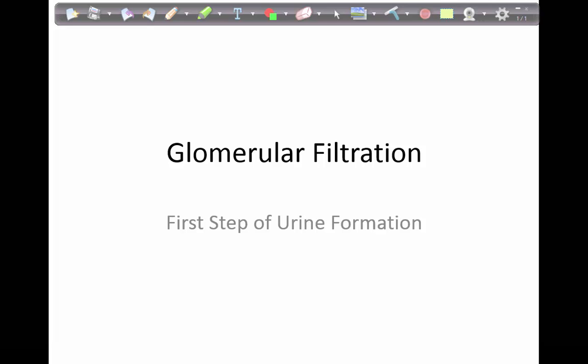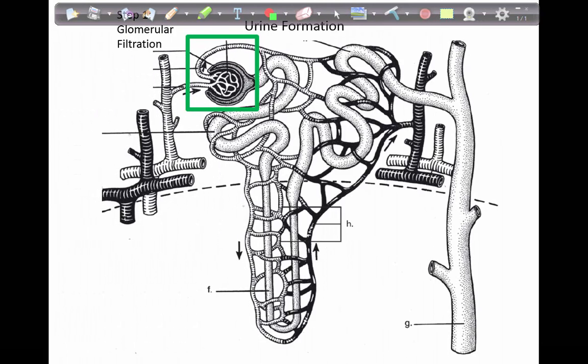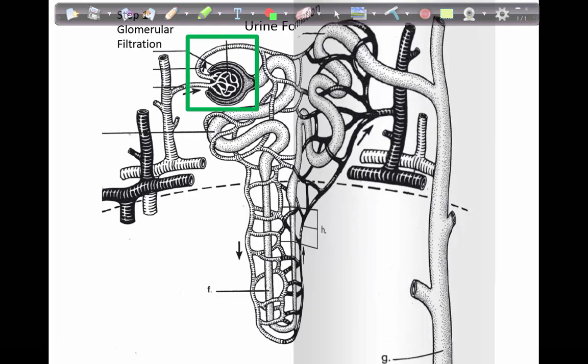Welcome to Urine Formation Step 1, Glomerular Filtration. The first step of urine formation is glomerular filtration. The part of the nephron involved is the glomerular capsule. The primary blood vessel involved is the glomerulus. However, both the afferent and efferent arterioles play a role. Let's take a closer look.